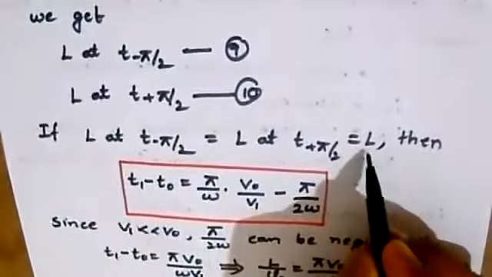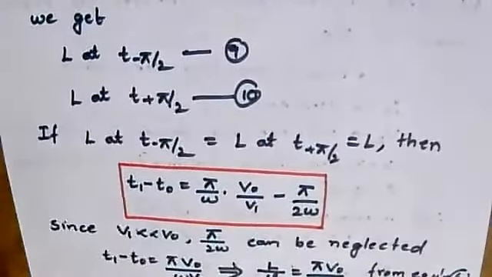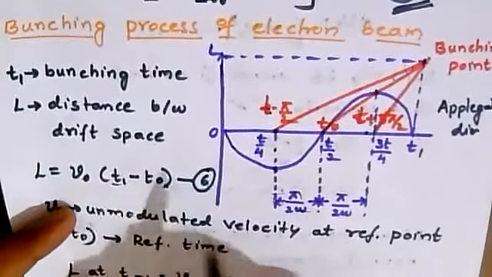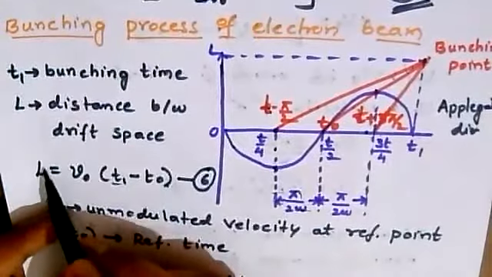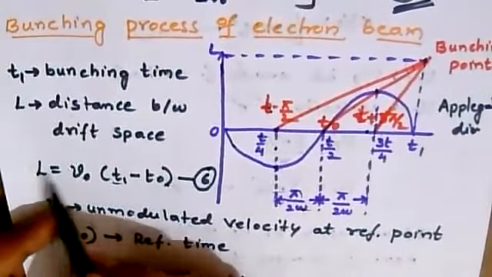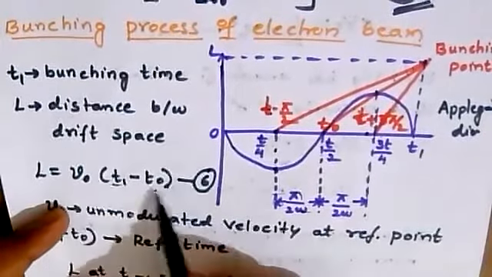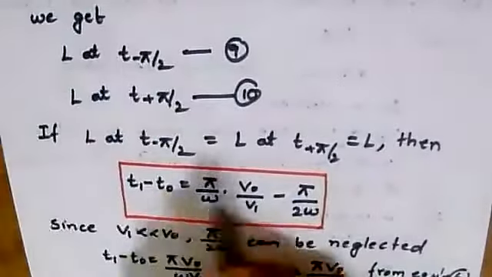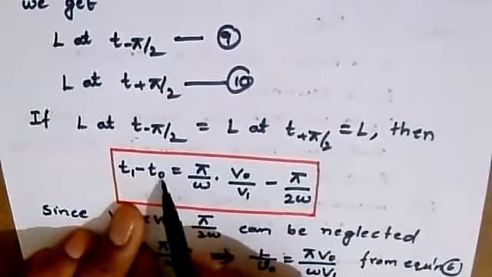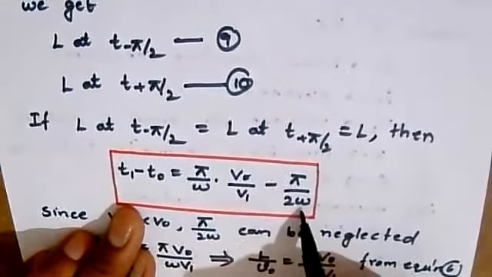Now we equate all these expressions from equations 9 and 10 with the standard equation L, which I have already told you. This is the standard equation L, V naught into T1 minus T naught. So L at t minus pi by 2 and L at t plus pi by 2 are equated to this particular L, which is the reference one. Once it has been done, we get the expression T1 minus T naught is equal to pi by omega, V naught by V1 minus pi by 2 omega.